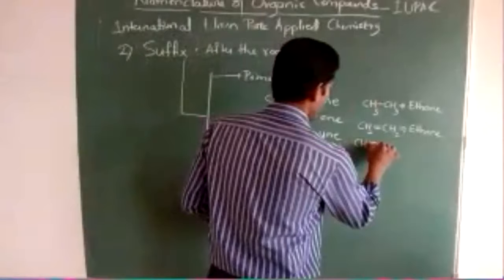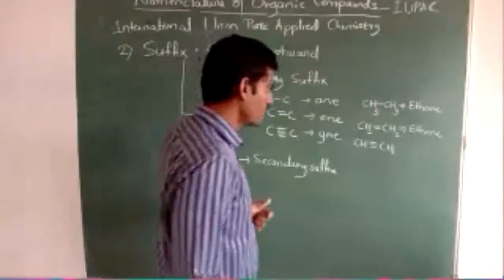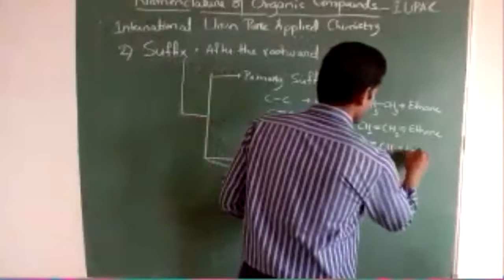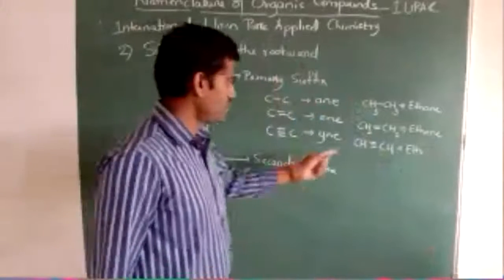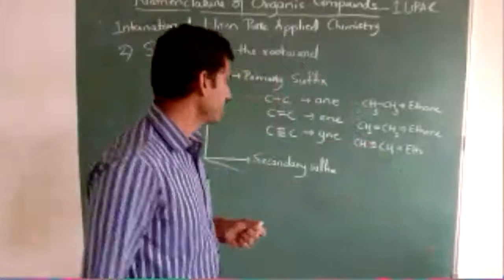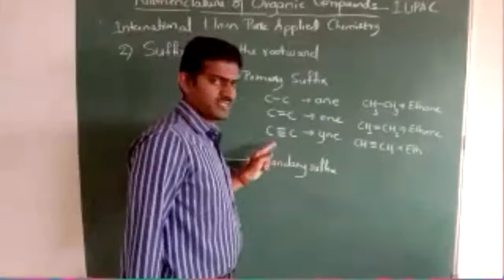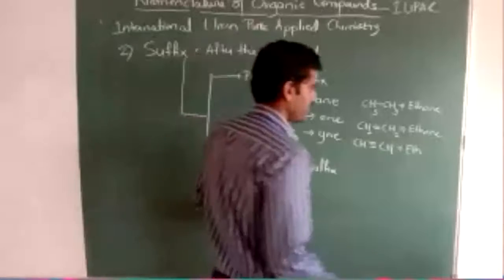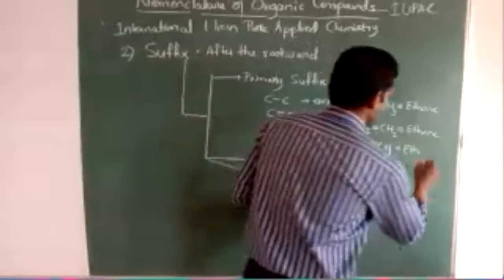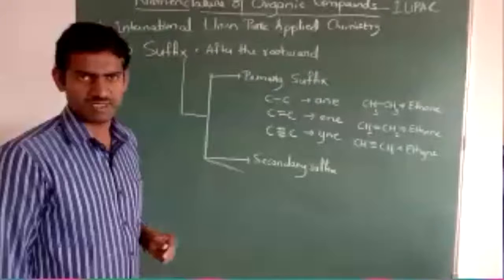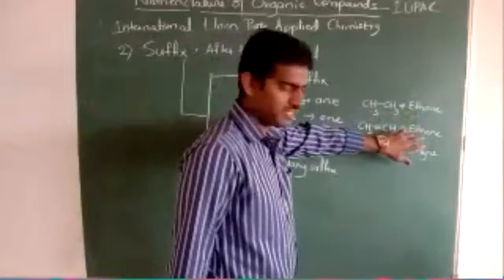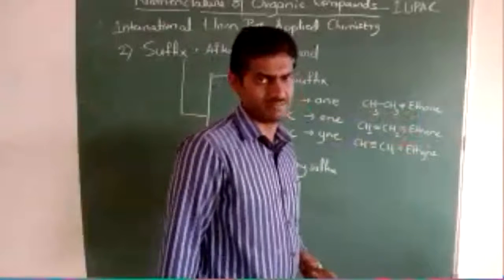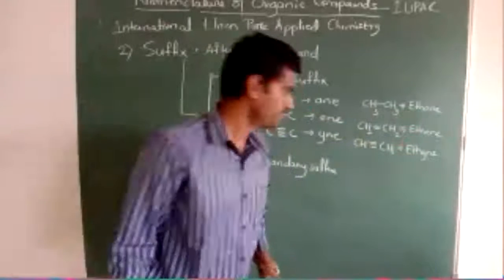Next one, third example: CH triple bond CH. What is the root word? Again we are going to use eth because we are having two carbon atoms, but what is the bond? It is a triple bond. So that's why here the suffix we are going to use is YNE. Understood? First example is ethane, second one ethene, third one ethyne. Is there any doubt?